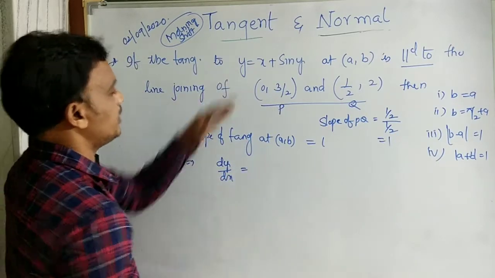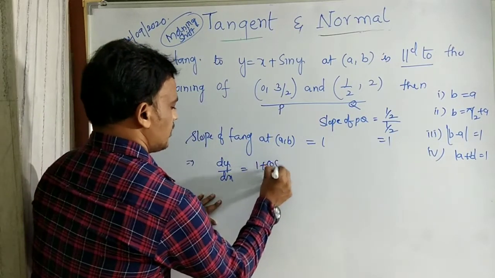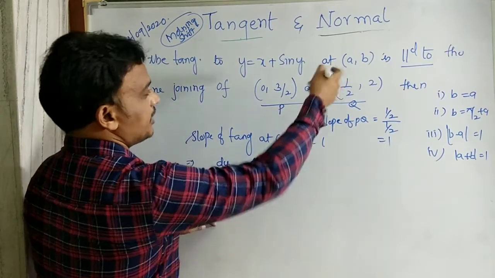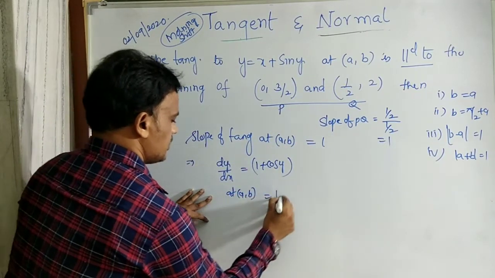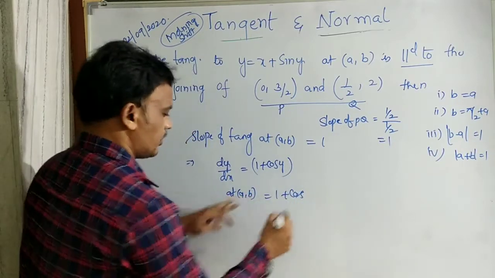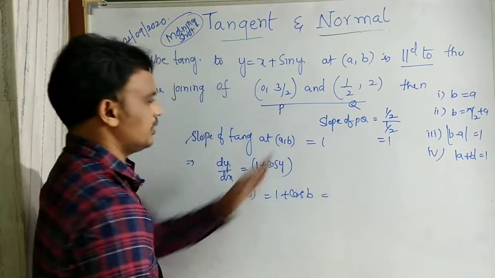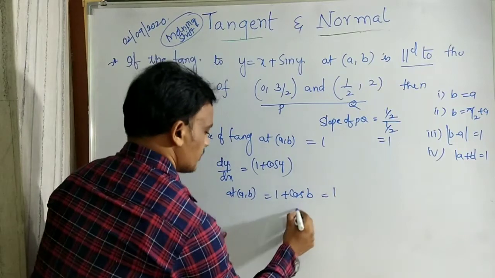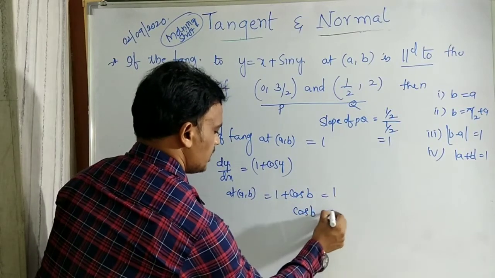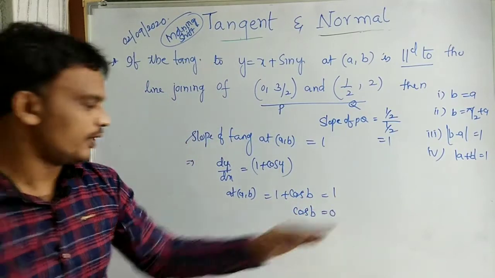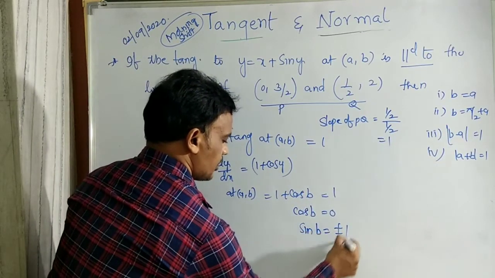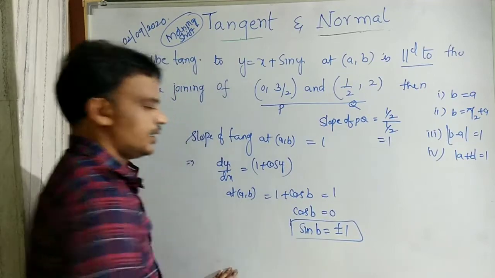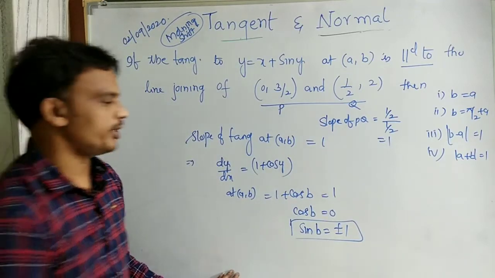Yes, come on, what is dy by dx? 1 plus cos y. Yes, at that particular point, the point A comma B, this is 1 plus cos B, since the y coordinate B is already given as 1. So that means cos B equals 0. So cos value 0, cos angle 0, then I can say sin angle, can I take plus or minus 1? Cos B value 0, sin B value plus or minus 1.